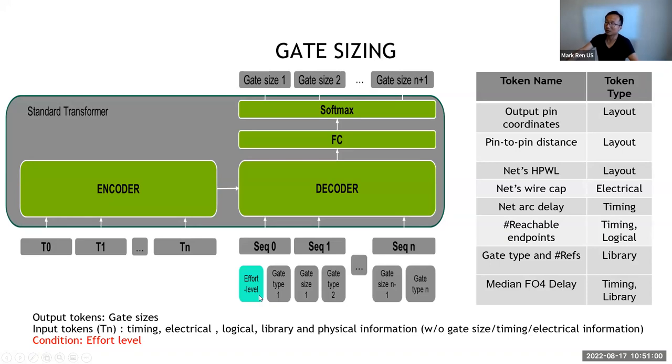Because for any particular sequence, any particular timing path, you can size it differently. Sometimes you get a larger delay, sometimes a lower delay, right? The larger delay usually has lower power, and a smaller delay usually has higher power. So the optimization is that I want to achieve a certain delay target. That delay target is basically this effort level. So we make the delay target the effort level. It's just a normalized delay target.